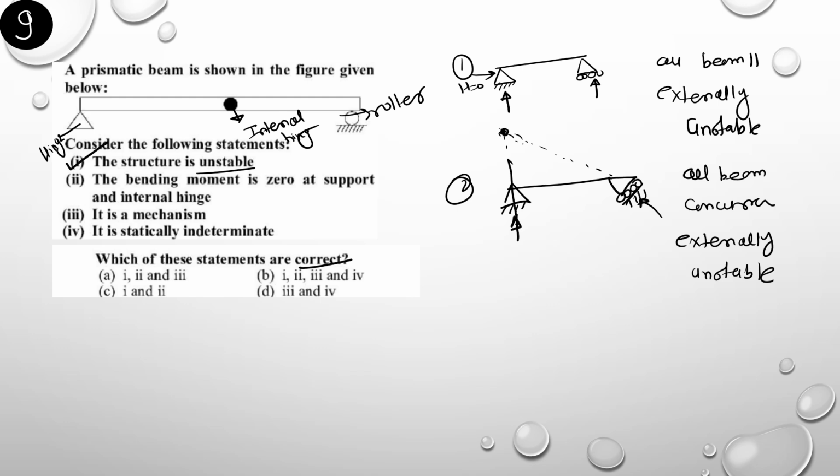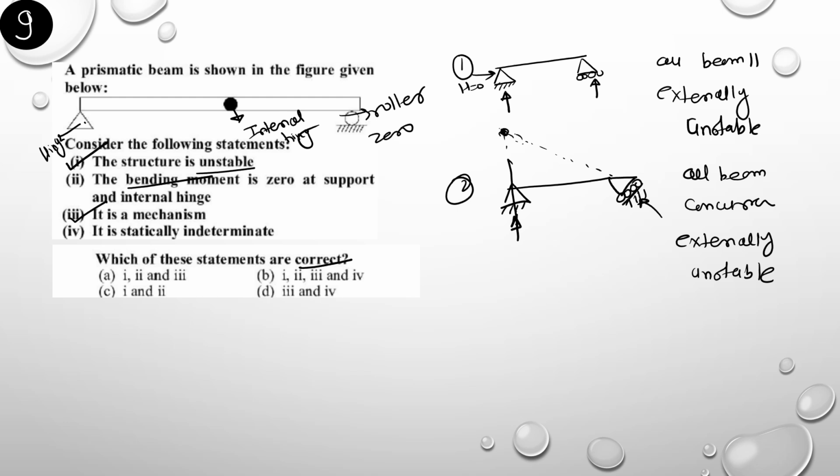Then second, the bending moment is 0 at support and internal hinge. Here, the bending moments for hinge and for roller are 0, and at the support and at the internal hinge both the bending moments are 0, for the support, which is hinge and roller, and for the internal hinge the bending moment value is 0. Then next, it is a mechanism. This is also correct.